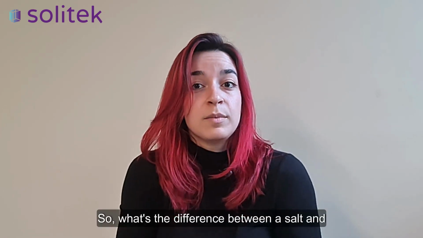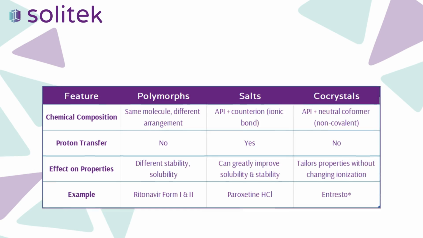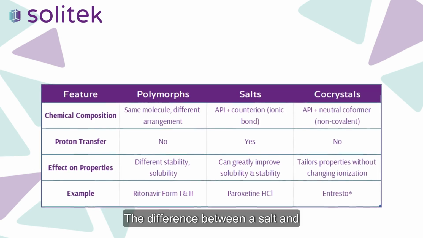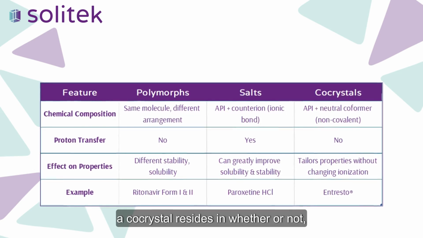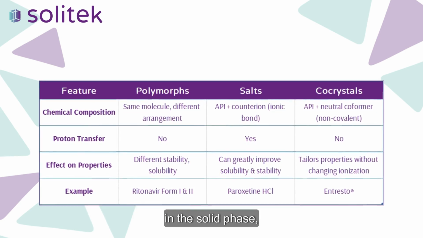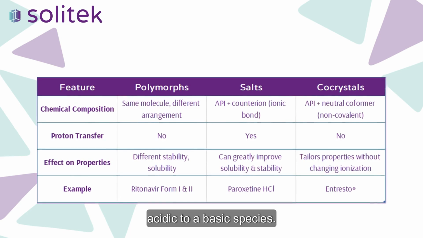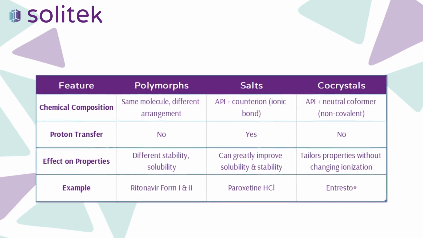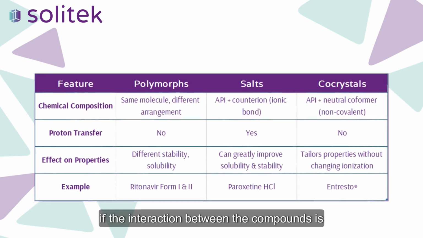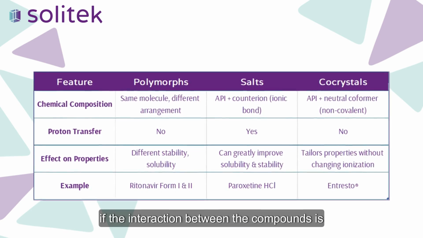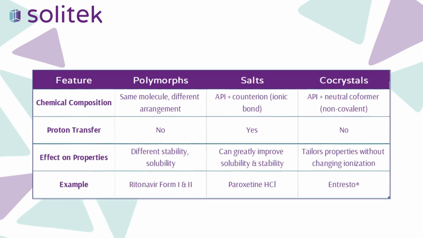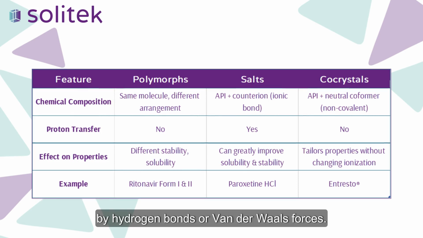So, what's the difference between a salt and a cocrystal? The difference between a salt and a cocrystal resides in whether or not, in the solid phase, a proton transfer has occurred from an acidic to a basic species. Basically, if the interaction between the compounds is ionic in nature, or by hydrogen bonds or van der Waals forces.